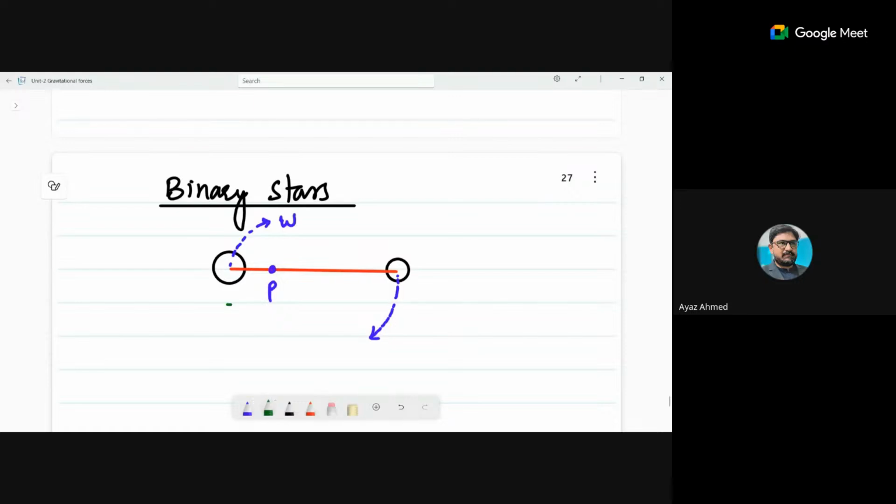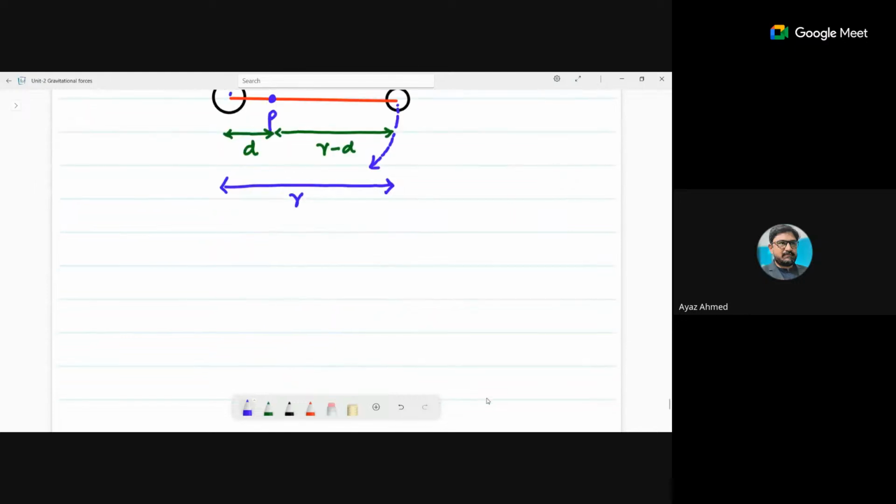Their separation between their centers is x, but let's say this distance is d. Then this will be r minus d, because I told you that their separation is r. What is their separation? Separation is r.